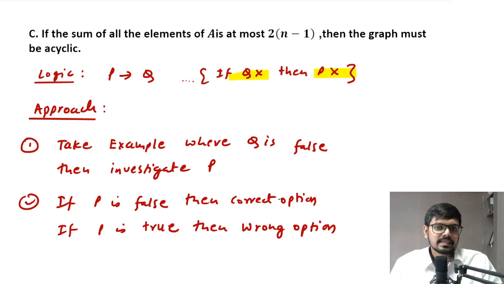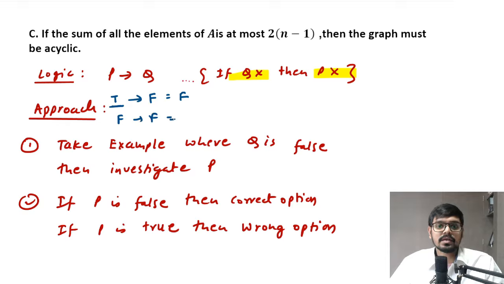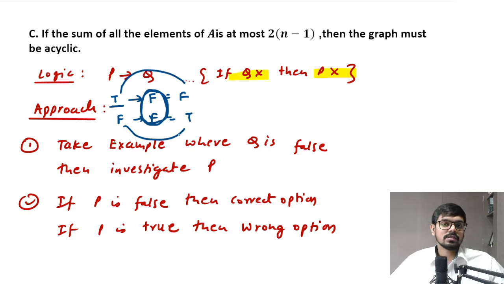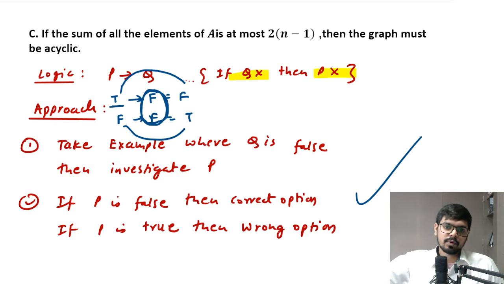Let us also understand this with the help of a logic table. The table says if Q is false and P is true, true implies false is false. But if P is false, then false implies false is true. So when you fix your Q, the result depends on the P. If P is true, result false. If P is false, result true. This is how the table is saying. And this technique I am using for this statement. I will make Q false and then I will investigate P. P true, option false. P false, option true. As simple as that. Understood my approach?